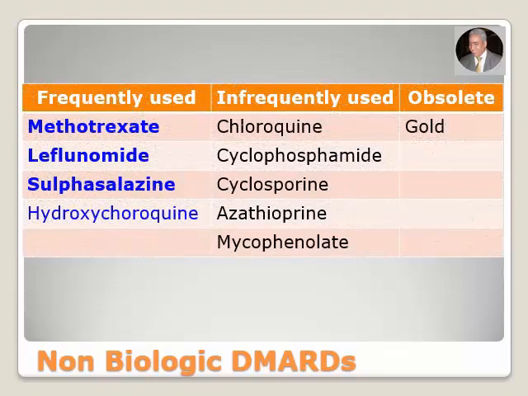Now, let us classify the disease-modifying antirheumatic drugs. There are two major groups. The non-biologic group, which includes the conventional drugs. These tables show all the members in this group. We will focus on the commonly used ones. The methotrexate, the leflunomide, and the sulfasalazine will be discussed in the next 3 slides. The hydroxychloroquine is to be discussed with the anti-malarial drugs.